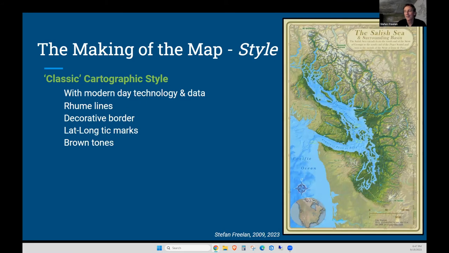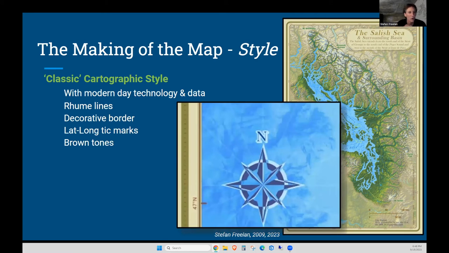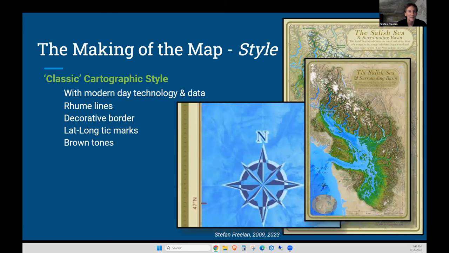So it all gets pushed together, mashed together in my GIS. I was going for sort of a classic cartographic style, which is to say this sort of old north arrow and these rhumb lines, these lines radiating across the ocean there, the tick marks and the brown tones. More or less preserved that in the revised map, though I think, like I said, I've become more vibrant in the last decade.